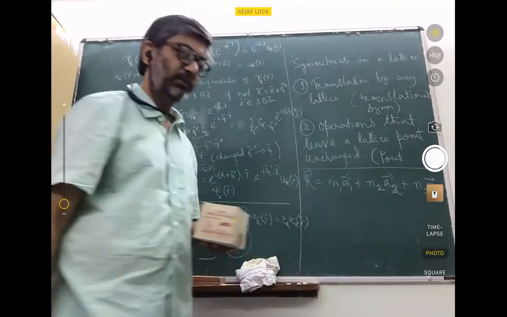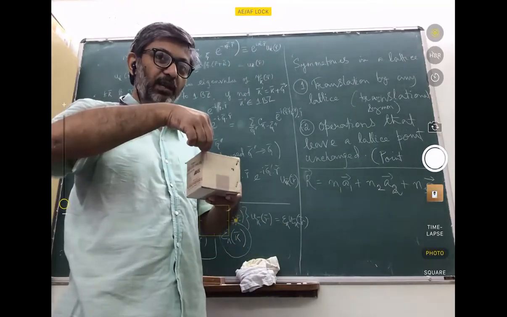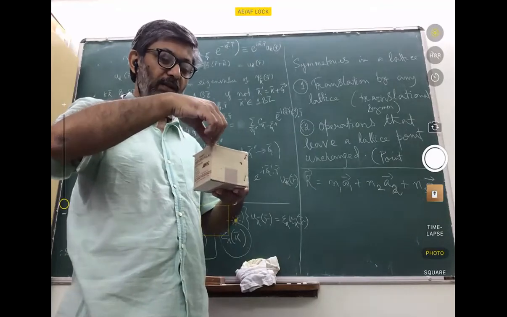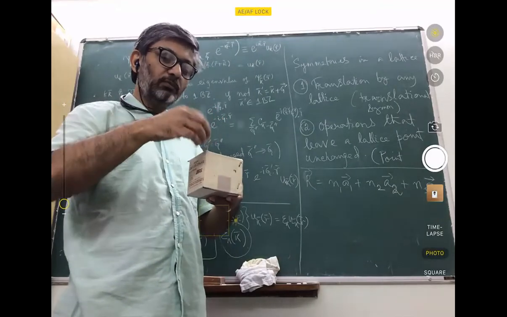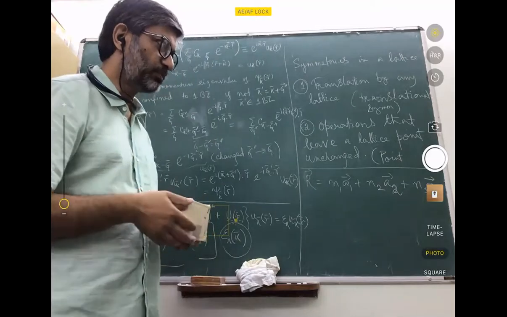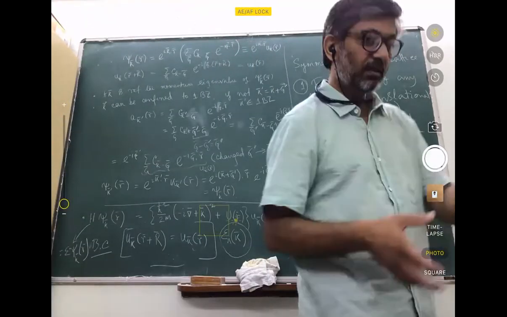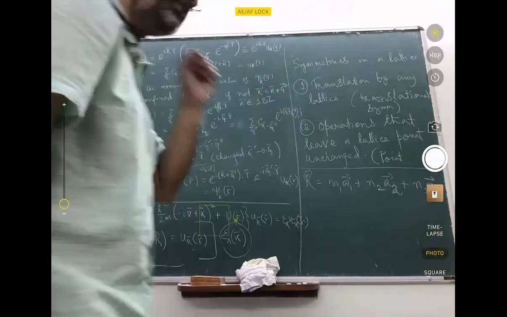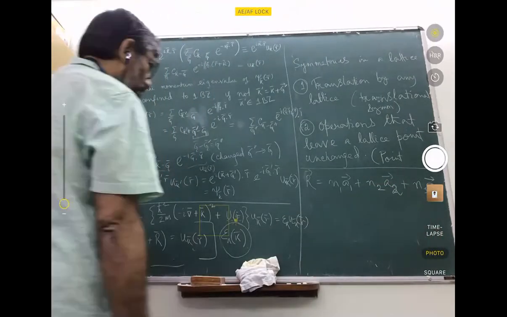If I invert the lattice about any point, say I have a lattice point here at the corner of the cube, and I invert the lattice with respect to this point, then the lattice gets mapped onto itself. So that's another symmetry operation. The first one is a rotational symmetry. The second one is inversion symmetry.